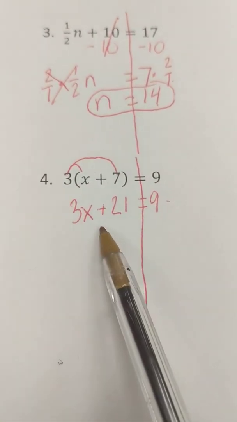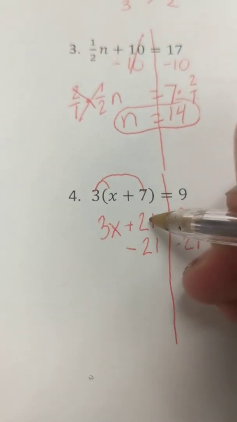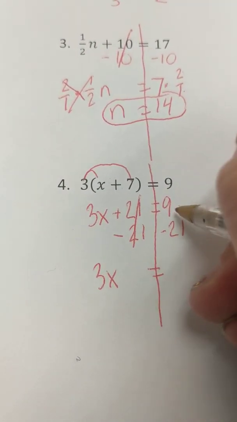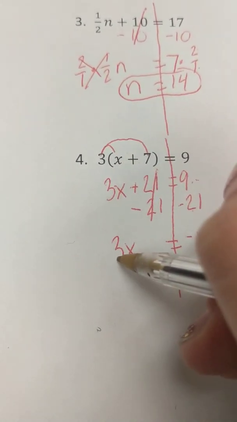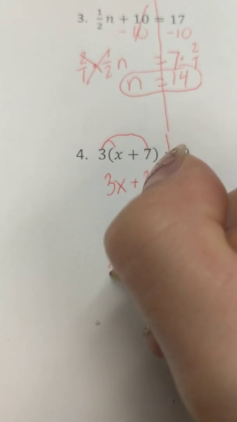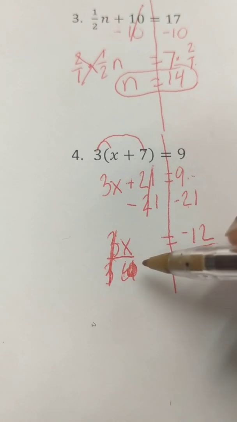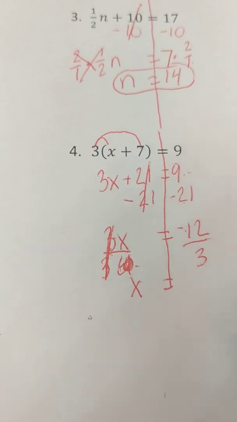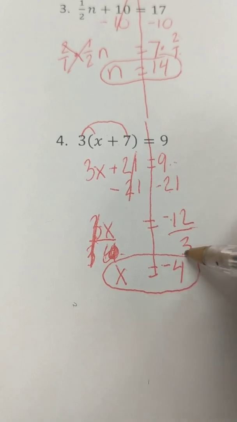So I have addition. I'm going to get rid of my addition using subtraction, because 21 minus 21 is 0. That leaves me with 3x equals, and then 9 minus 21 is negative 12. And then I have multiplication, which I know I get rid of with division. Whoops, sorry, giving you the answer. Divide by 3, because 3 and 3 cancel. So now I have x equals negative 12 divided by 3, which is negative 4. So in this problem, x equals negative 4.